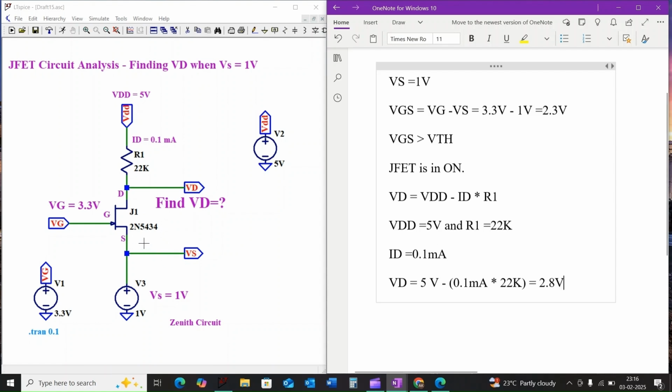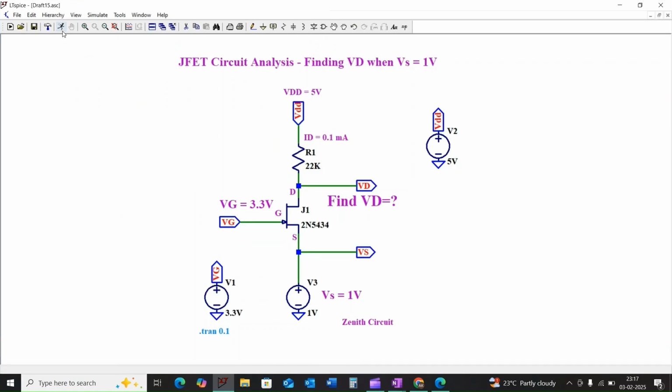This scenario demonstrates how the input voltage at the source, Vs, directly affects the JFET operation and consequently the output voltage at the drain, Vd. By changing the Vs, we are essentially changing the resistance of the JFET, which in turn changes the voltage drop across R1 and thus Vd. We can further explore this by simulating the circuit and observing how Vd changes with different values of Vs. Let us simulate the circuit.